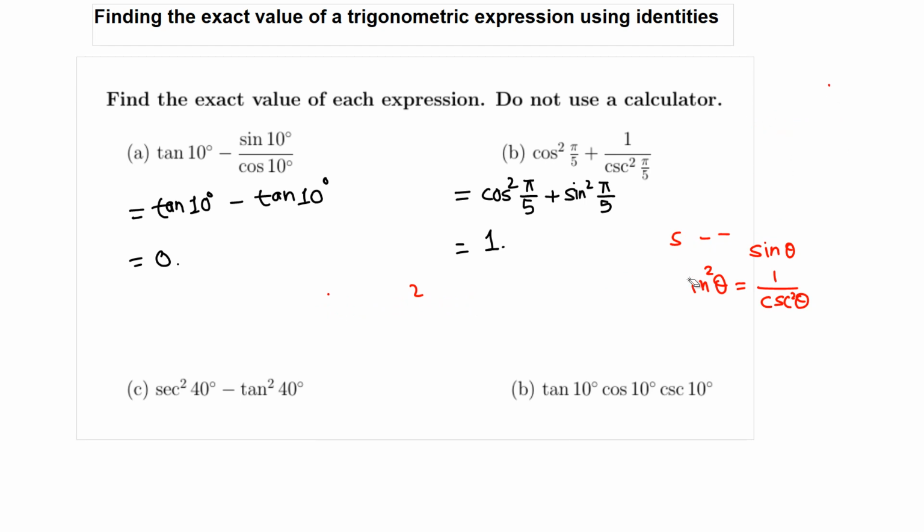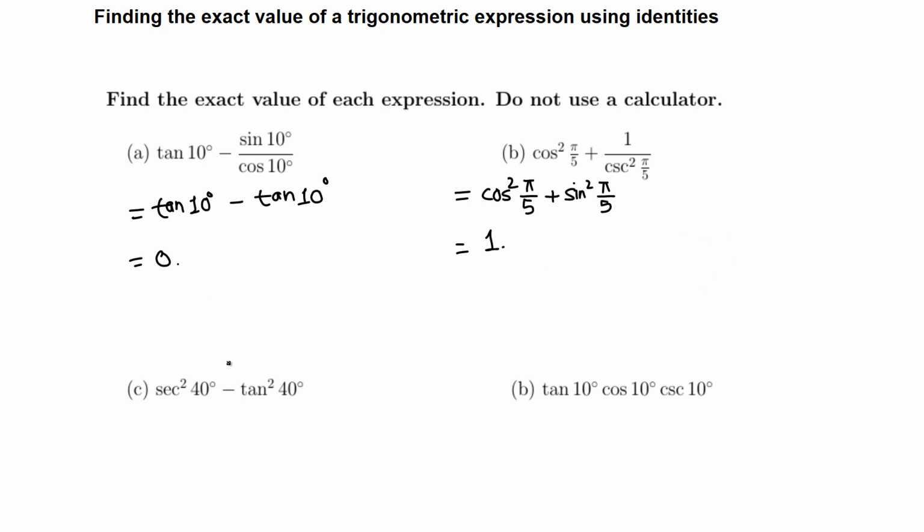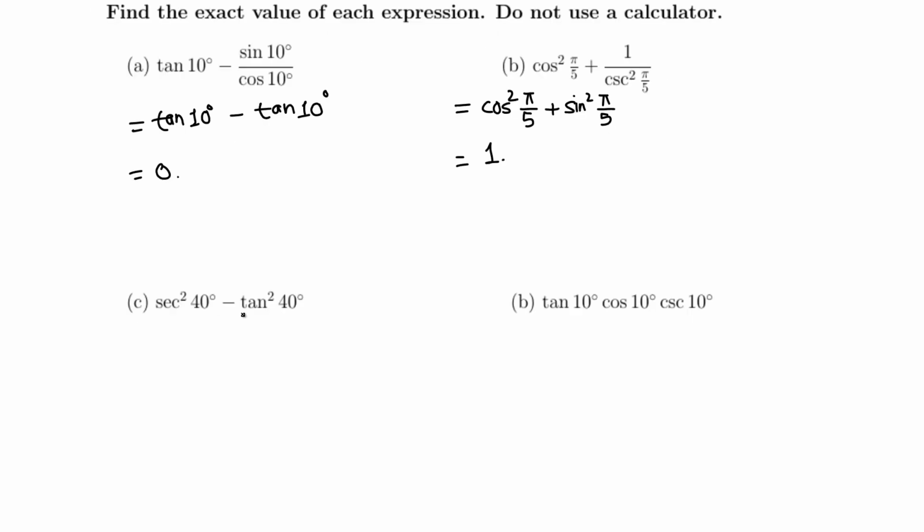Okay, next, so let me erase this now. Secant square 40 degrees minus tangent square 40 degrees. We know that from the fundamental identities, there were 3, let me recall all of them. We have sine square plus cosine square is 1. 1 plus tangent square is secant square. And 1 plus cotangent square is cosecant square.